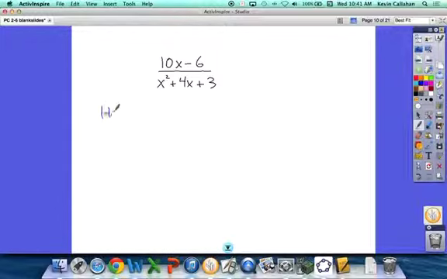Yeah. For the horizontal asymptote, right? This is the n is less than m situation. And when n is less than m, right, 1 is less than 2, y equals 0.